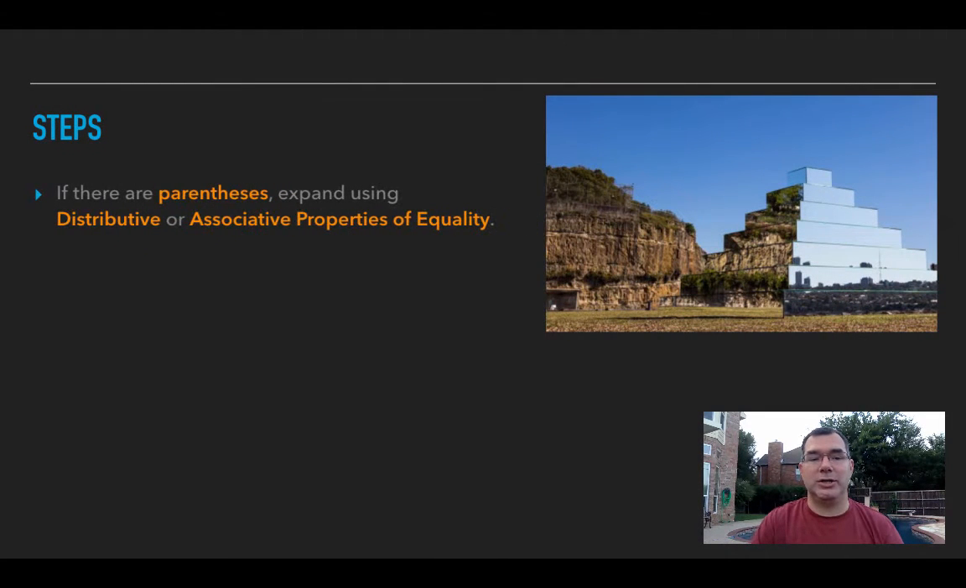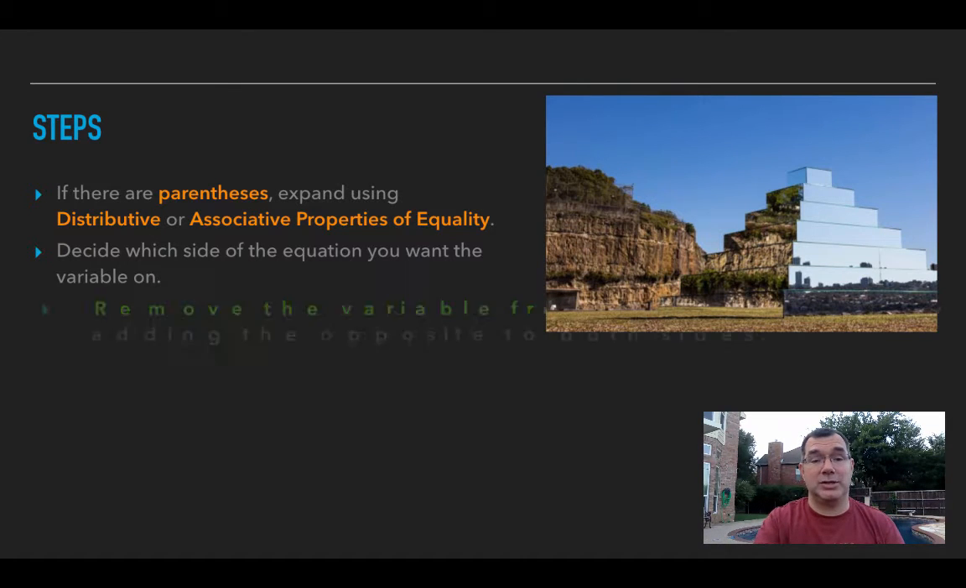Here's what you're going to need to do. If there are any parentheses in your equation, you need to use the distributive property or associative properties to get rid of those so you have no parentheses. Do that at the very beginning. Then you need to decide which side of the equation you want the variable to be on. If it's on both sides, then really you could have the variable on one side or the other, and that's a decision you need to make.